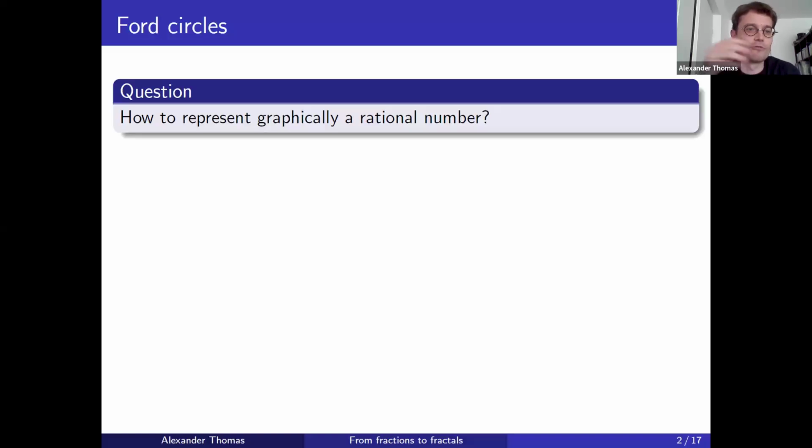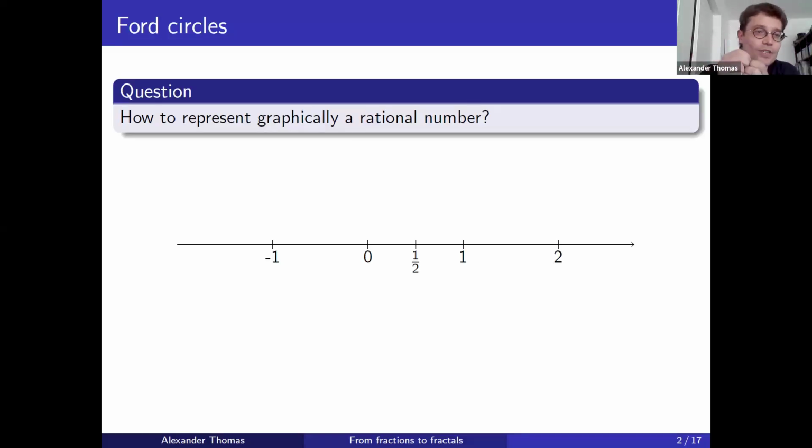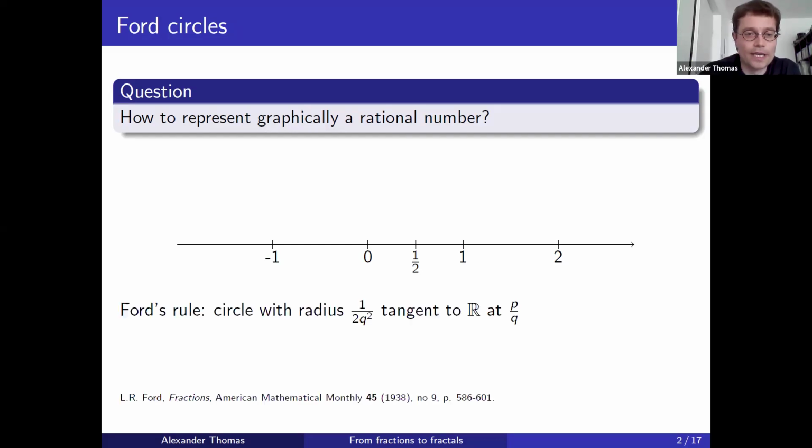Well, probably you would say, well, real numbers all lie on the line. So you just have a number finally is a point on the real line. But then you can ask, well, is it the only way to represent numbers? Well, probably not, right? There are probably many ways to represent numbers, but are there interesting ways? And one way was proposed by Lester Ford, in 1938.